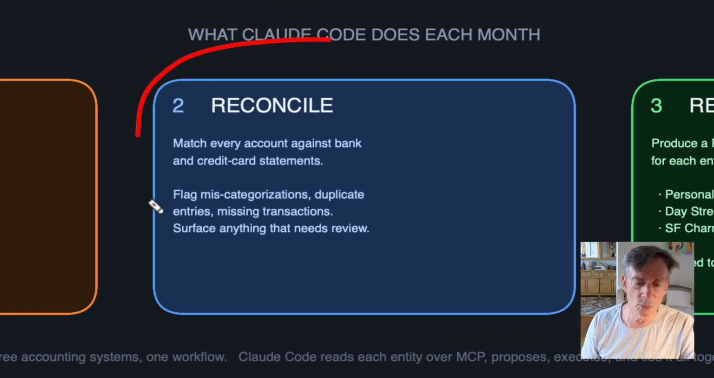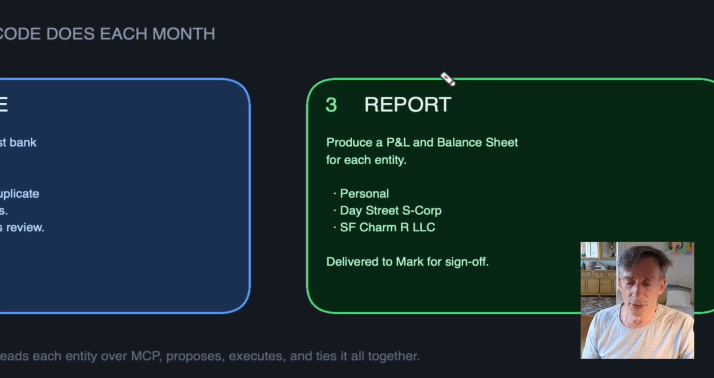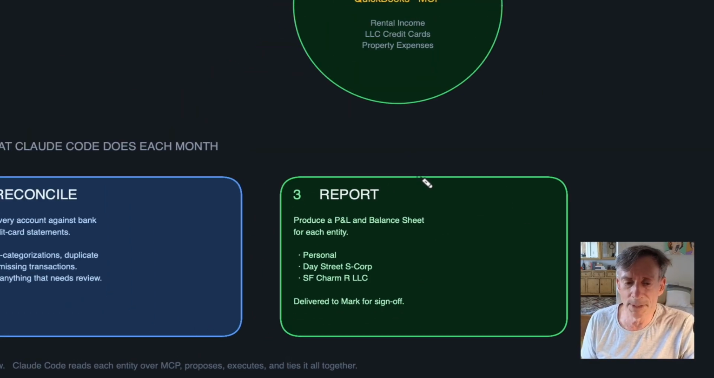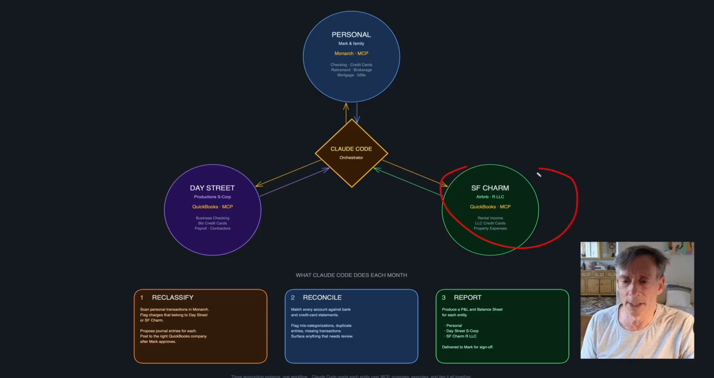The second thing is reconciling the transactions in those accounts to the actual statements. And the third thing is creating a report. So how are things going? Let's look at a P&L for the business here. Let's look at a P&L here. How are we doing overall on our budgeting, our expenses? How's our net worth? So those are the big things that I have to do every month.